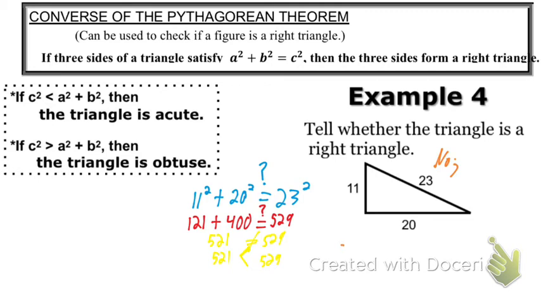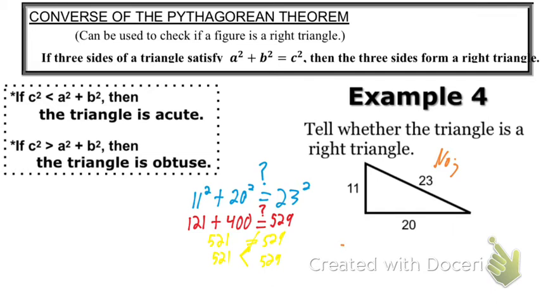Let me say that again, guys. If C squared is bigger than A squared plus B squared, that means C is bigger, which means this opposite angle is no longer 90, but it's actually bigger, it's obtuse. The other direction: if C squared is smaller than A squared plus B squared, that means C is smaller, which means this opposite angle is smaller. So it's now less than 90, it's acute.